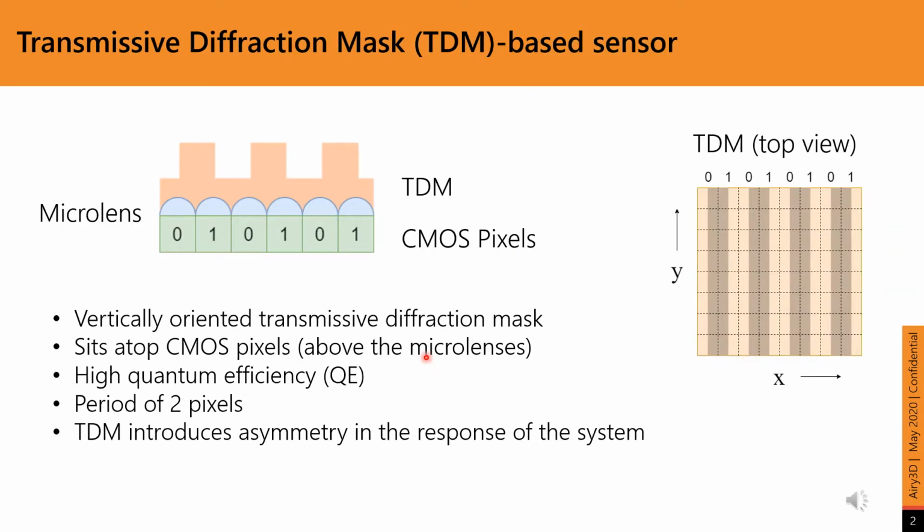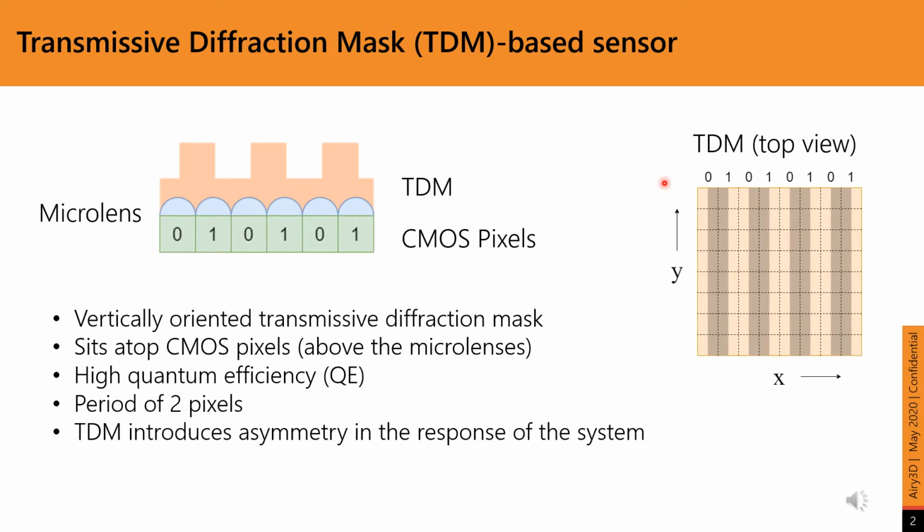In this work, we will demonstrate how this front-back ambiguity in defocus estimates can be resolved using a novel transmissive diffraction mask-based sensor, or a TDM-based sensor. The TDM-based sensor consists of a phase-modulated diffraction mask that sits on top of an off-the-shelf CMOS sensor. As this is a transmissive mask, the TDM-based sensor has a high quantum efficiency. The TDM works with existing pixel architectures and there is no need for custom pixels.